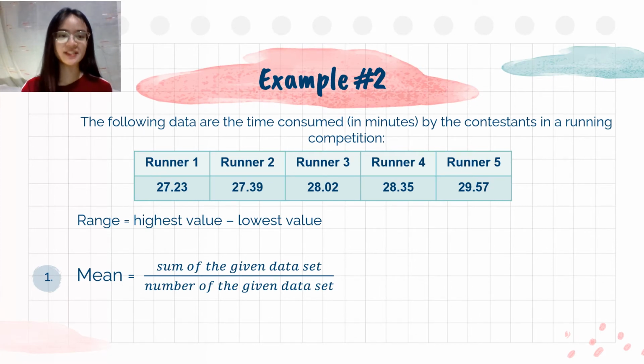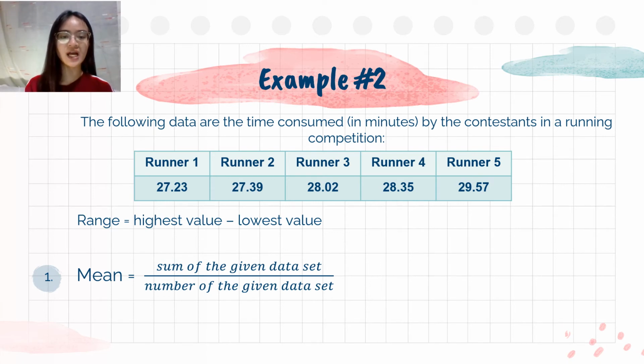Example number 2 is, the following data are the time consumed in minutes by the contestants in a running competition. Runner 1 got 27 minutes, 0.23 seconds. Runner 2 got 27 minutes, 0.39 seconds. Runner 3 got 28 minutes, 0.02 seconds. Runner 4 got 28 minutes, 0.35 seconds. And runner 5 got 29 minutes, 0.57 seconds. Next is we will get the range.